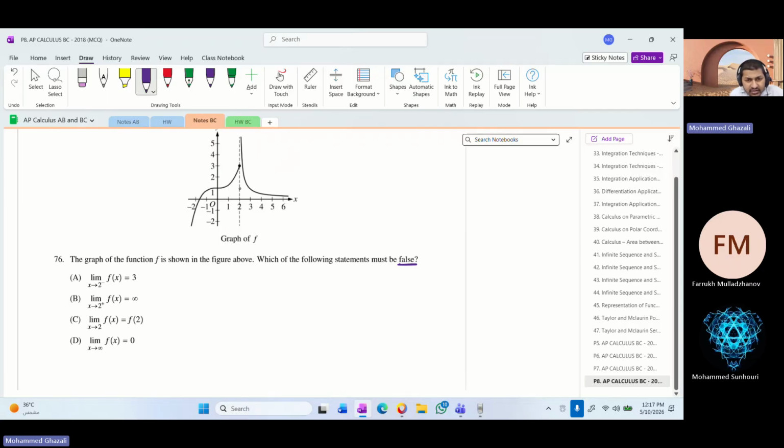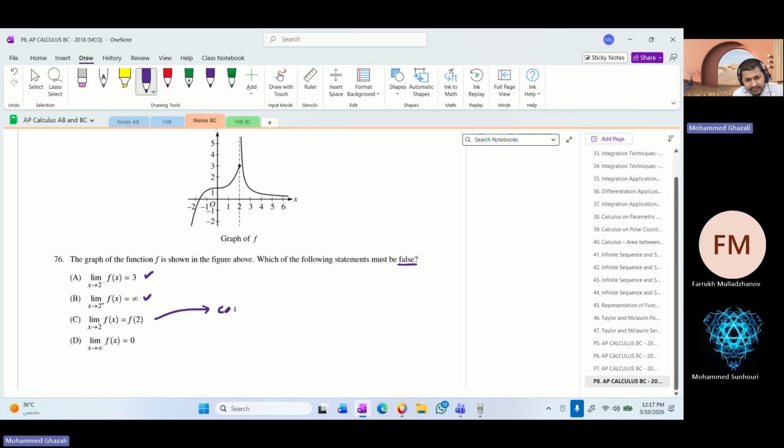2 from the left is 3, correct. 2 from the right is infinity. Yep, correct. It's true. Limit as x approaches infinity of f of x is 0. Oh, limit as x approaches 2 of f of x equals f of 2.